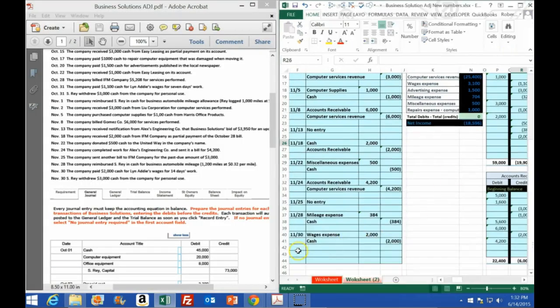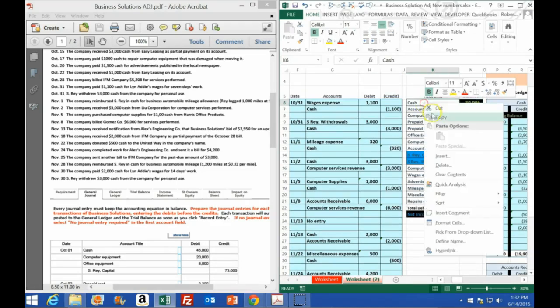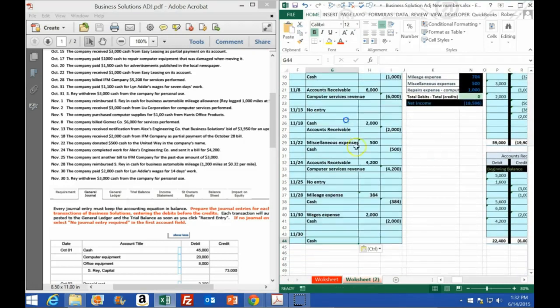We have one more to go, which I'm going to say on 11/30. Ray withdrew 3,000 cash from the company. Is cash affected? Yeah, it was withdrawn. How do we make it go down? We do the opposite thing to it. Cash is debit. The opposite would be a credit. Credits go on bottom. We're going to credit cash for the 3,000.